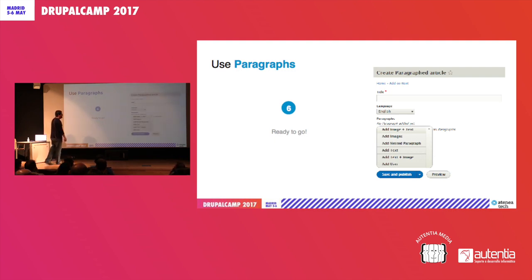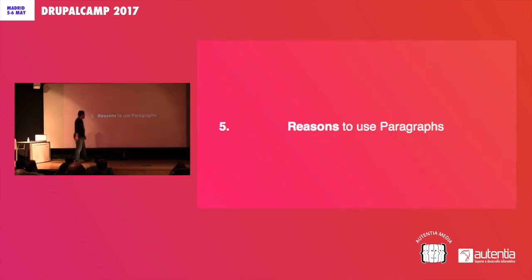So here, if you are an editor and you want to create a content type with a paragraph bundle, you have the title, and here the paragraph that you added. And it's really, really easy to use.